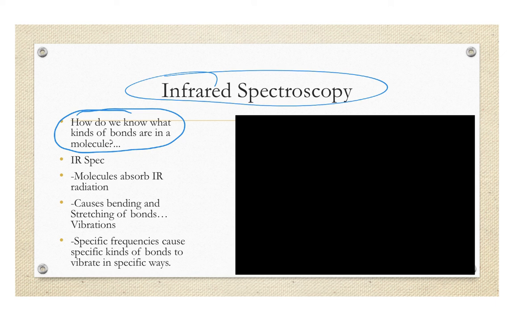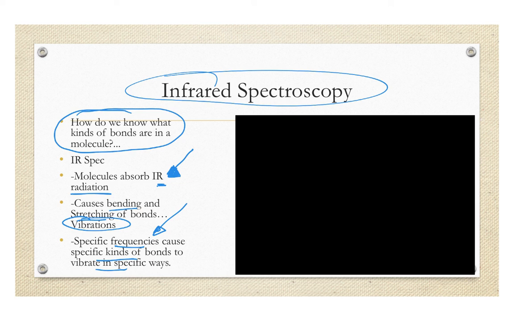All right, so here's what happens in infrared spectroscopy. When a molecule absorbs infrared radiation, so light in the infrared range, it causes the bonds in the molecule to bend and stretch. You get vibrations, and those vibrations then create specific frequencies that we can measure, and specific frequencies cause specific kinds of bonds to vibrate in specific ways.